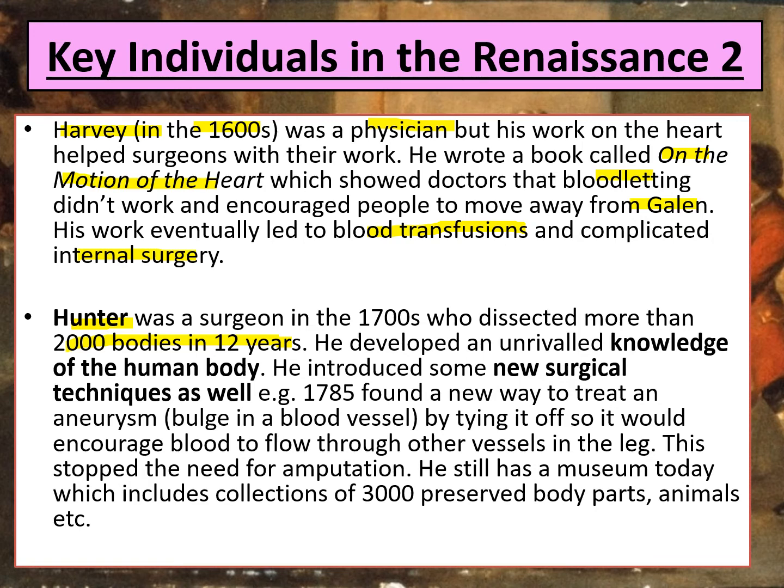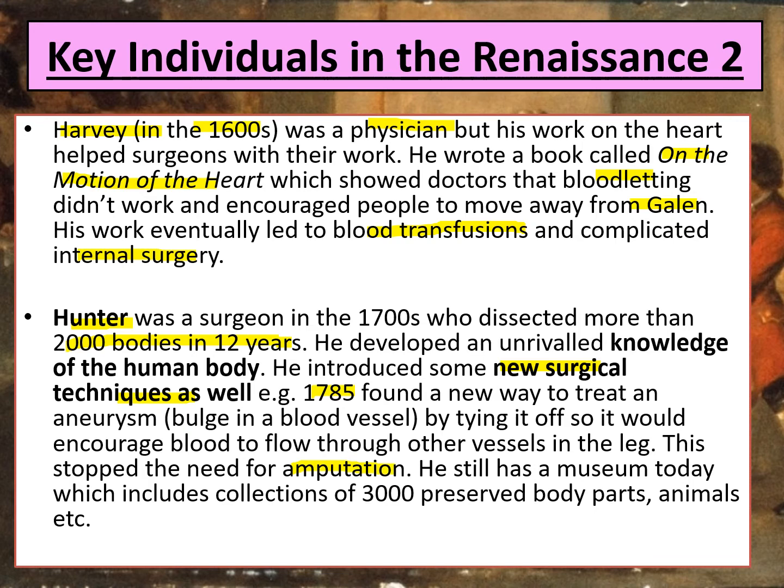Now, he didn't just find out about human anatomy, he also introduced some new surgical techniques as well. For instance, in 1785, he found a new way to treat an aneurysm, which is a bulge in a blood vessel, by tying it off so it encouraged blood to flow through other vessels in the leg, which stopped the need for amputation.